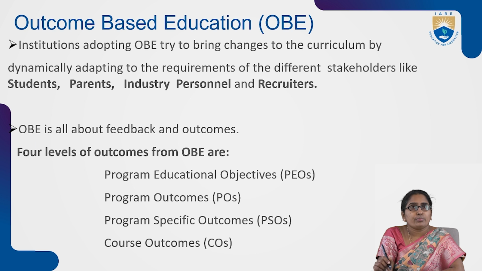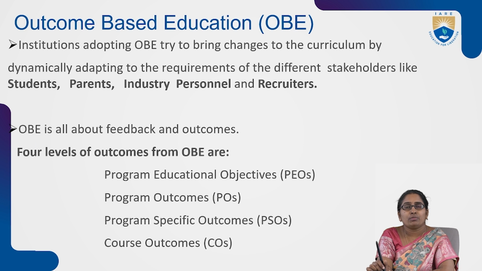And then there are four levels of outcomes from OBE: program educational objectives, PEOs, program outcomes, POs, program specific outcomes, PSOs, course outcomes, COs.